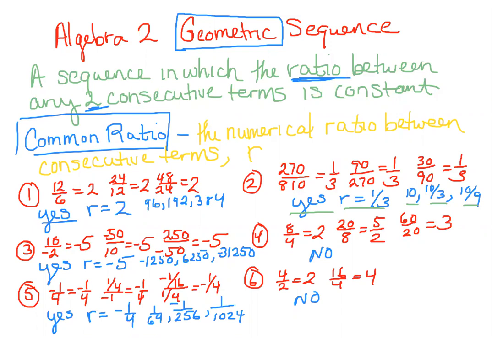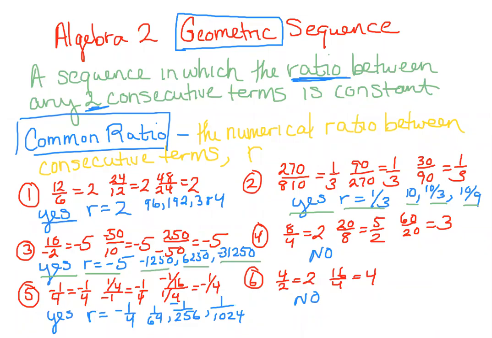Now look at number 3. This one is interesting because it goes back and forth between positive and negative. Okay, arithmetic cannot go back and forth like that. When you're adding and subtracting, it can't go back and forth between positive and negative, but geometric can because you're multiplying. So if it goes back and forth, that tells you that R has to be negative. So we take 10 over negative 2 is negative 5, negative 50 over 10, negative 5. So yes, it's geometric. Our R equals negative 5. And we're going to take 250 times negative 5 and get this, and then this, and then this.